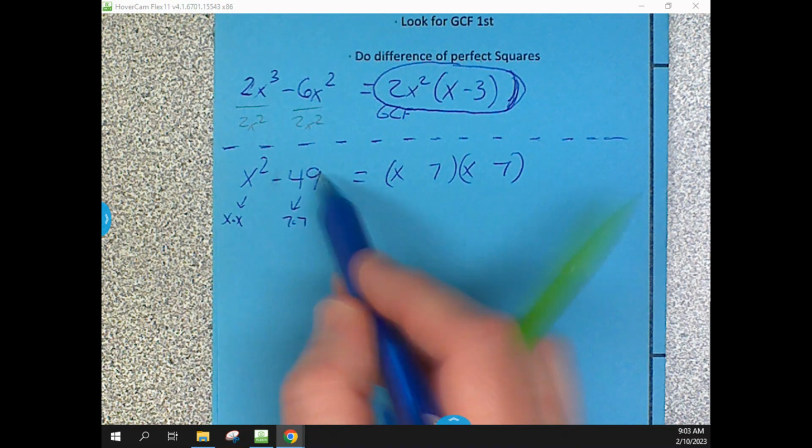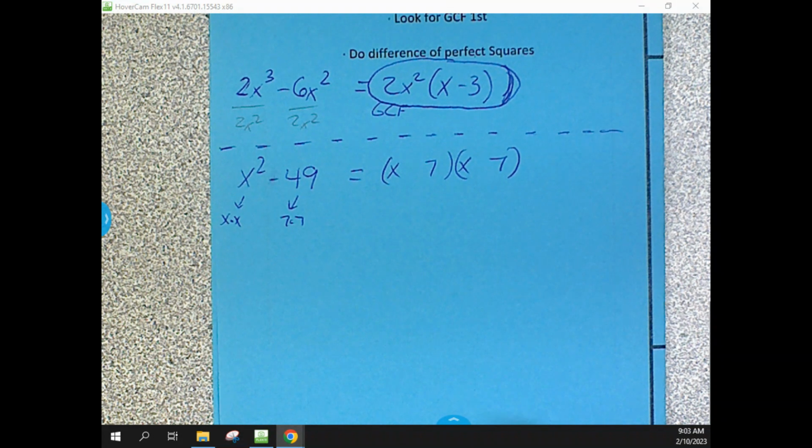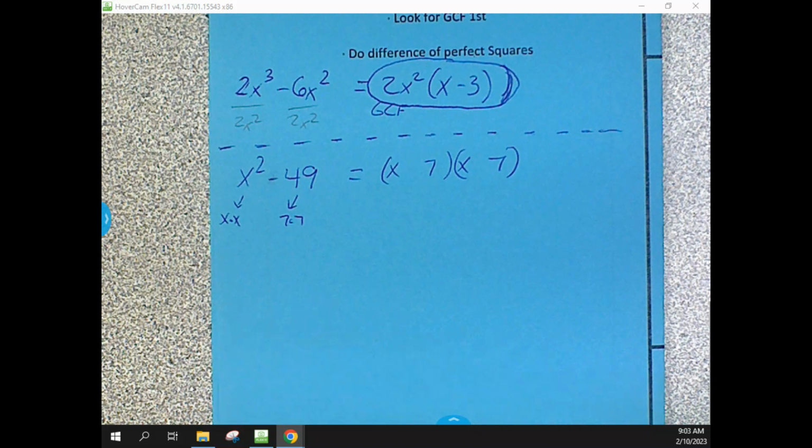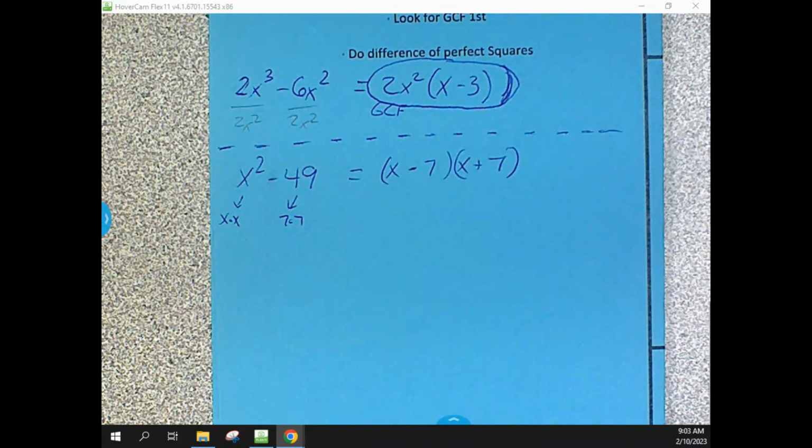But if it's a negative 49, what combination of signs does it have to be if it's going to be a negative number? Yeah, one has to be negative, and the other one then has to be positive. So over here you have a negative, and then you're going to have a positive.